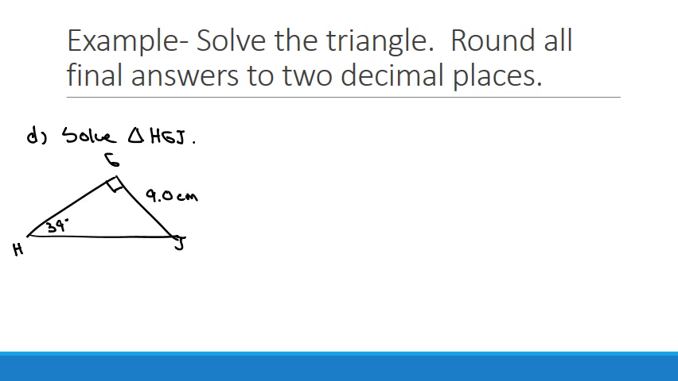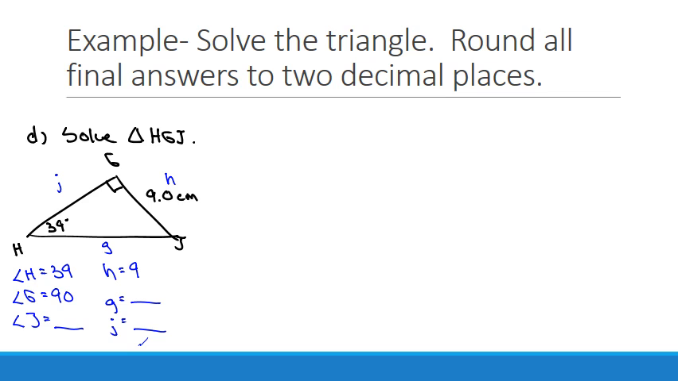And again, I'm going to start off with my little list: H, G, and J. H is 39. G is 90. We're going to be able to find J really quickly. So this ends up being side H because that is across from the big H, so that's 9. J ends up being over here, and G ends up being over here, just so we know. And those are the other two things we're looking for.